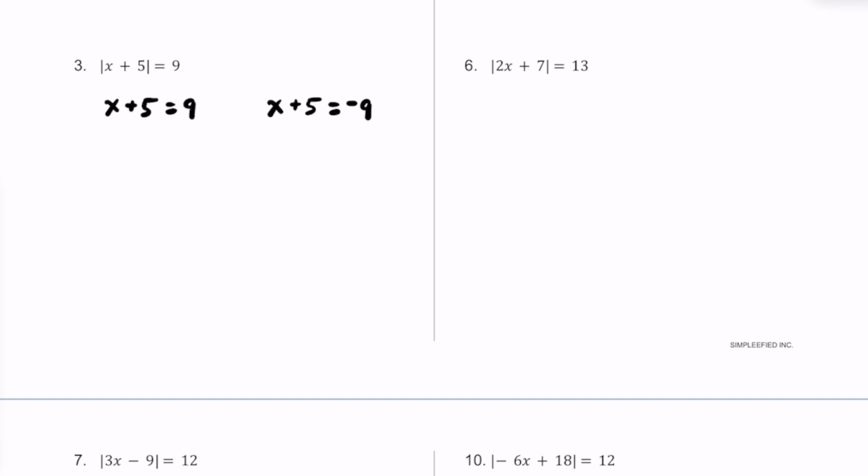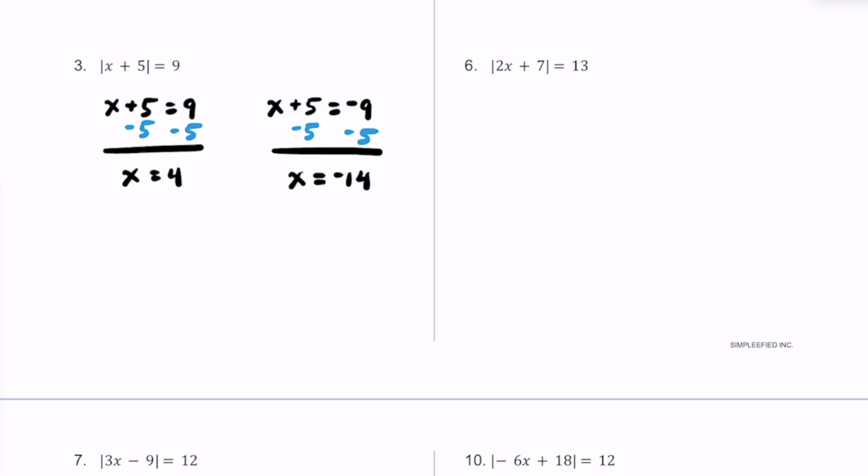So let's solve each of these one-step equations. On the equation to the left, we can subtract 5 from both sides. If we do so, we're going to end up with x is equal to 4. And for the equation on the right, we're also going to take away 5 from both sides of the equation. If we do that, we're going to get that x is equal to negative 14.